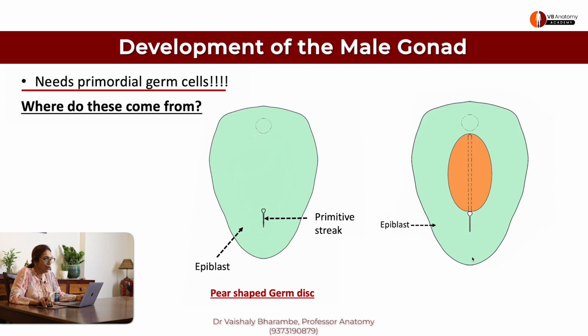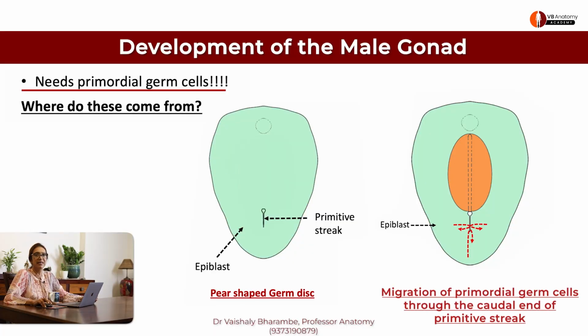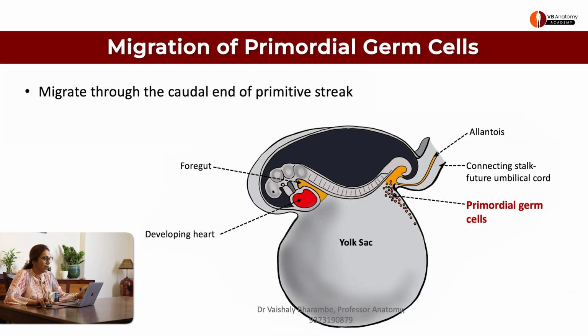From the caudal region of the epiblast, cells begin to go towards the primitive streak, passing through it, emerging out. Okay? They begin to pass to the primitive streak, pass through the primitive streak, and then emerge downwards. These migrating cells form primordial germ cells. And where are they going? See, they're all coming into this region of the developing embryo, near the connecting stalk, near the future umbilical cord. See, these are the primordial germ cells, okay?